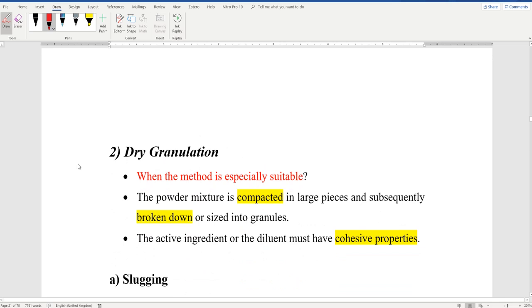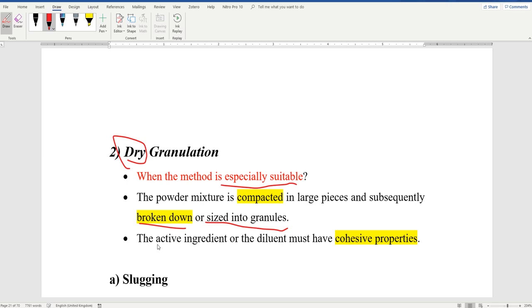Okay, dry granulation. This method is especially suitable when? Dry, meaning you don't add liquid. When your drug is sensitive to water and sensitive to heat. So in these cases, think about dry granulation. In this process, your powder mixture is compacted first, whether through slugging or roller compaction, and then it's broken down and then sized into the granules.